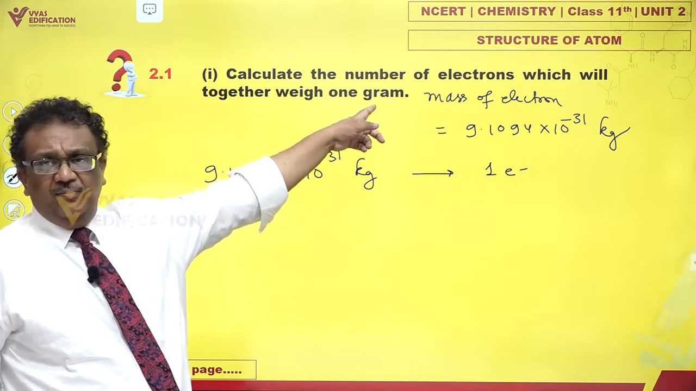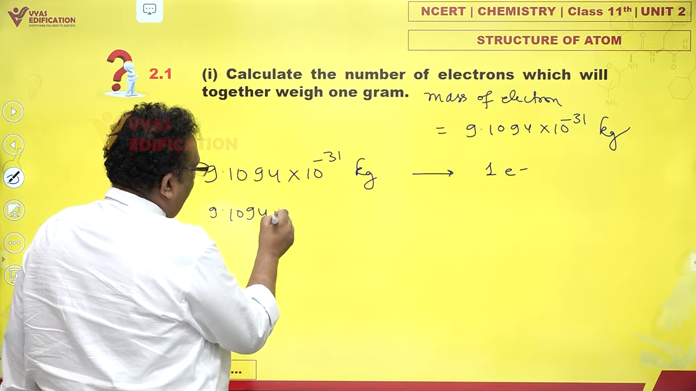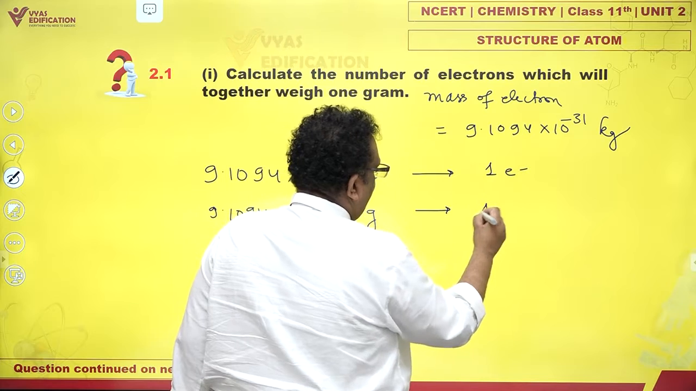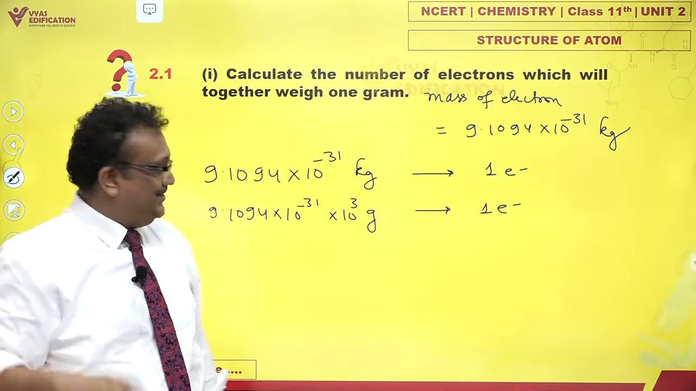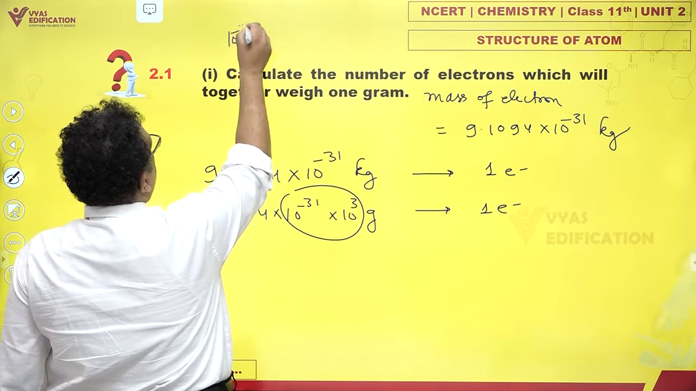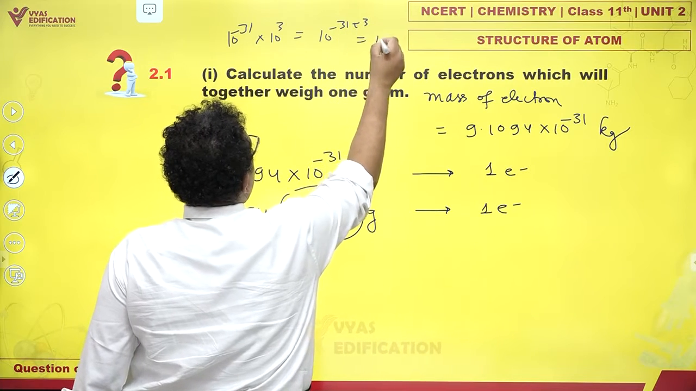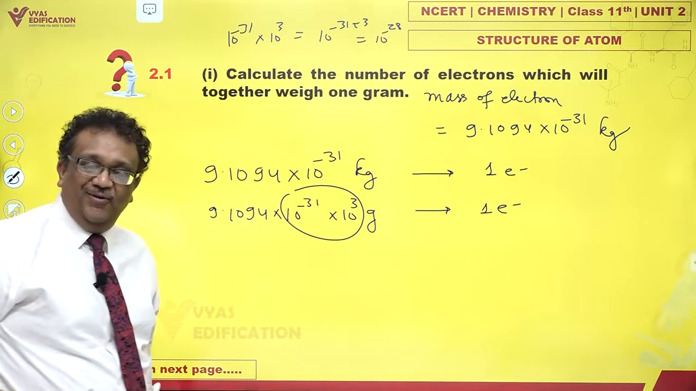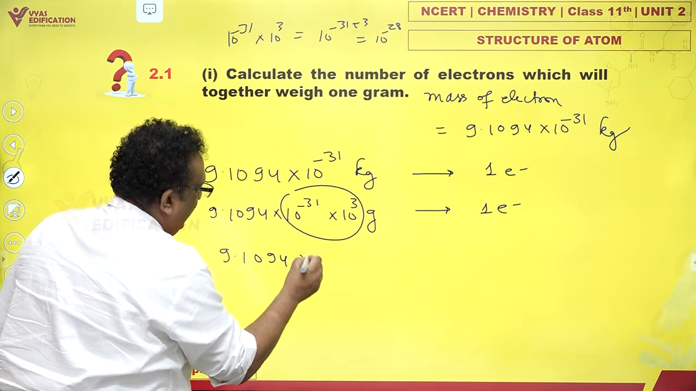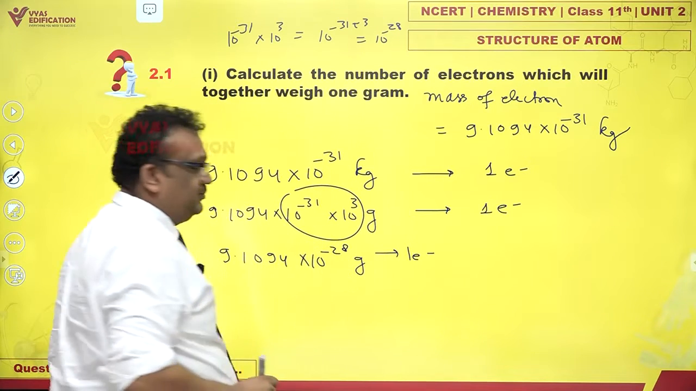But I need 1 gram, right? So let me convert kilogram to grams. 9.1094 into 10 raised to minus 31 into 10 raised to 3 grams. This one contains 1 electron, yes. 10 raised to minus 31 into 10 raised to 3 is 10 raised to minus 31 plus 3, which is 10 raised to minus 28, right? So 9.1094 into 10 raised to minus 28 grams contains 1 electron.